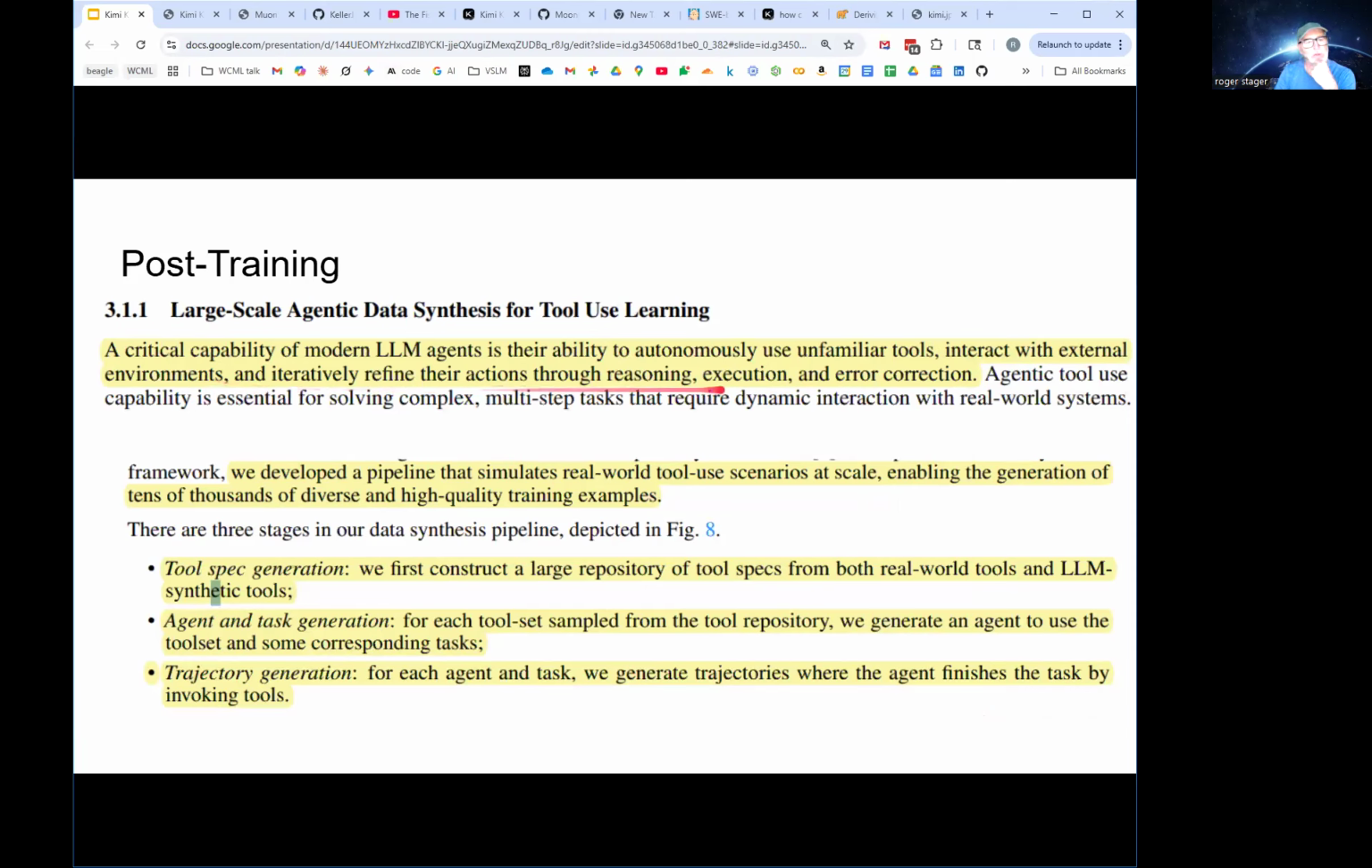All right, so tool use is important, and they're training it at its core. They're training it for tool use, and this is the way that they did it. I think they ended up with something like 20,000 tools that they created. And I still don't quite understand how you can create a synthetic tool.